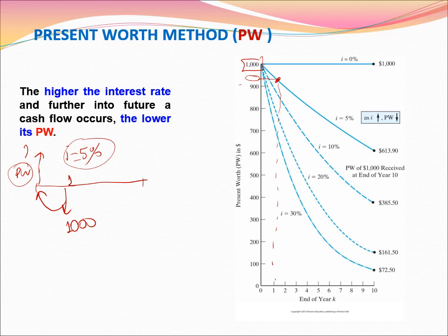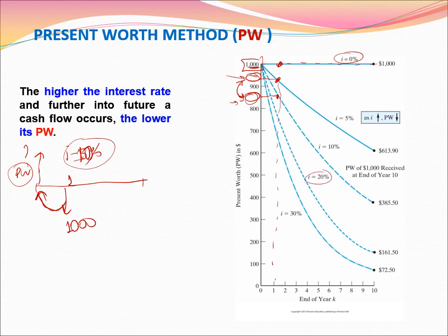But if the interest rate is not 5% but 10%, and you find its present worth, then the present worth will be something like this. So compare these two. When the interest rate is lower, you have a higher present worth. When the interest rate is higher, you have a lower present worth. This shows when the interest rate is 0. If the interest rate is 0, your original amount 1000 is conserved for all the time.